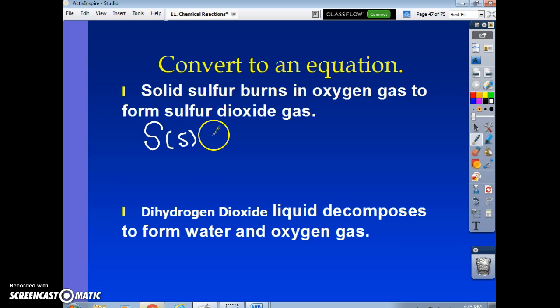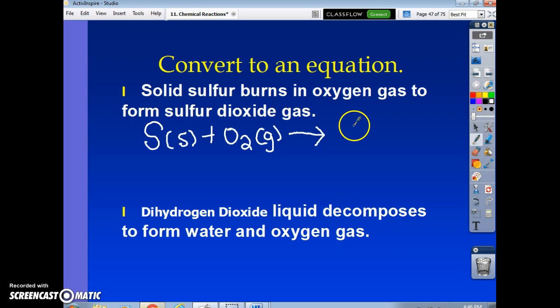Burns in oxygen gas says that I'm putting in oxygen gas. So O2, he has to exist as a diatomic molecule with that 2 after him because he's in that L shape where we determine that. It says burns in oxygen gas and it's all before the part that says to form, which is another way to say yield, so that all comes before the arrow. Then you have your little arrow here.